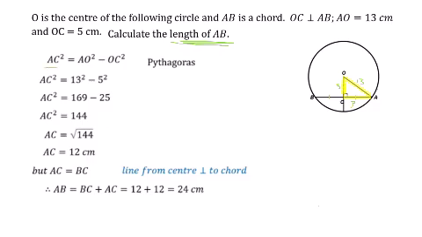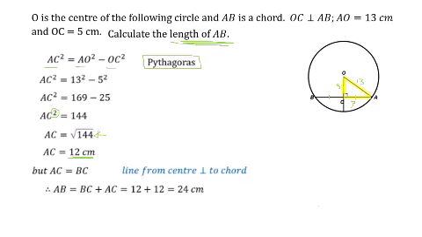This is what we are going to say. AC squared is equal to AO squared minus OC squared. We apply the Pythagoras theorem because we can see this triangle is a right angle triangle. With the given information, OA was given, which was 13 centimeters, and OC was given, which was 5 centimeters. Now we are going to say 13 squared minus 5 squared will be 169 minus 25, and AC squared is equal to 144. Now to remove this square, we take the square root of 144 on this side. Then this will give us AC is equal to 12 centimeter.